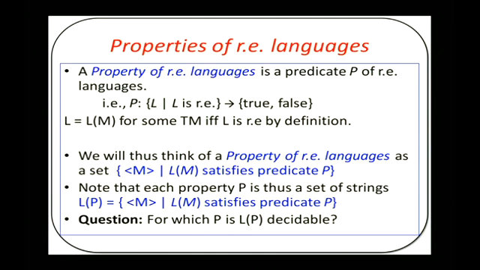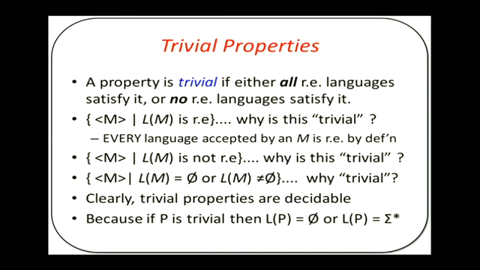Now we are interested only in recursively enumerable languages, so we want to say the following. Take any property. Let me say what the trivial properties are. When is a property trivial? A property is trivial if every language satisfies it or if every language does not satisfy it. We're not interested in trivial properties, but let's look at some.